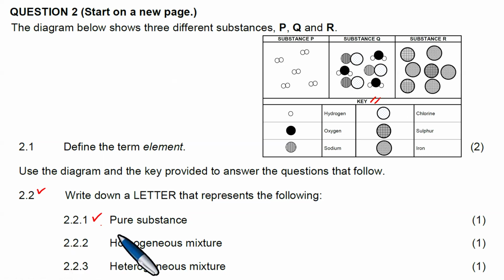Okay, so we define an element. Write down a letter that represents the following: a pure substance. Which one is a pure substance? Is it this one, P or Q or R? Which one is pure? I'm sure you did this in POR. Which one do you think is pure? Is it P or Q or R? Which one is pure?